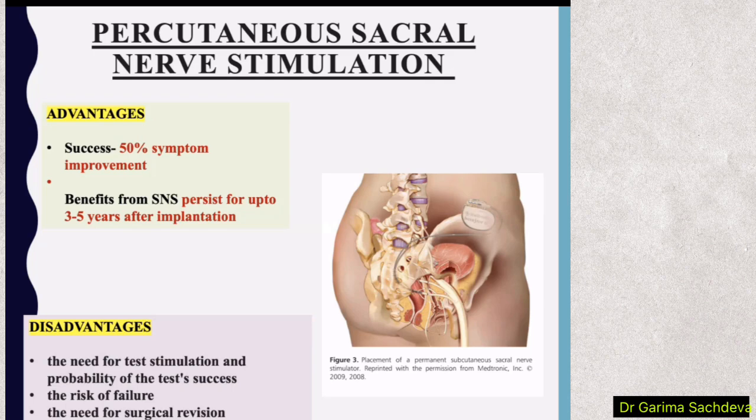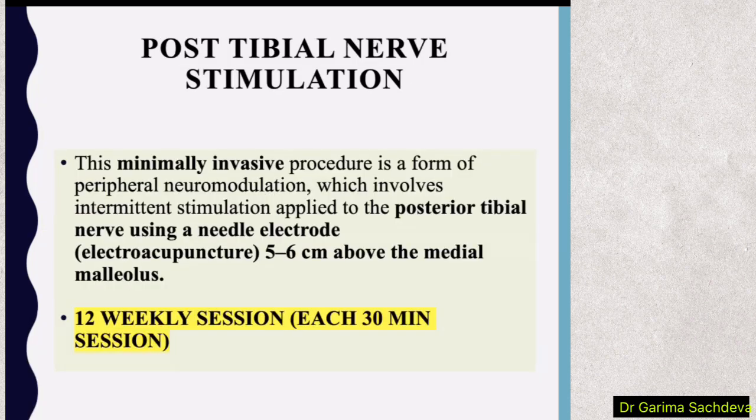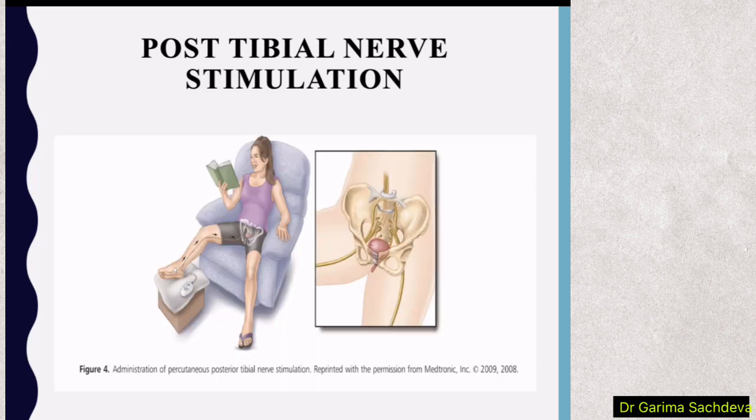Okay, so this was about percutaneous sacral nerve stimulation. Then there is posterior tibial nerve stimulation. In sacral nerve stimulation, they're putting the device inside the body. In tibial nerve stimulation, they're not putting anything inside the body. So this is a minimally invasive procedure. It is a form of peripheral neuromodulation which involves intermittent stimulation applied to the posterior tibial nerve using a needle electrode 5 to 6 centimeters above the medial malleolus. So this is how it is.